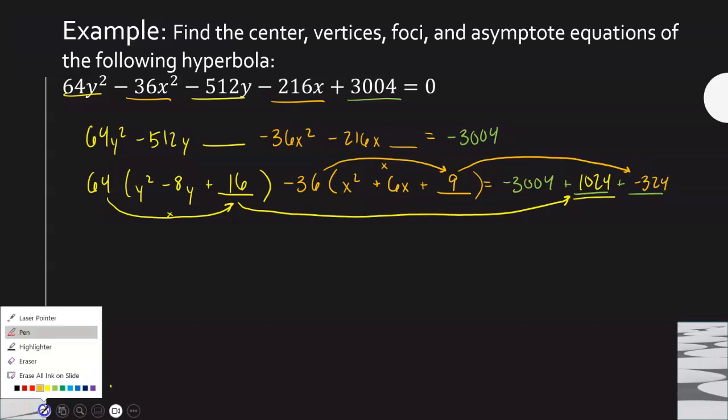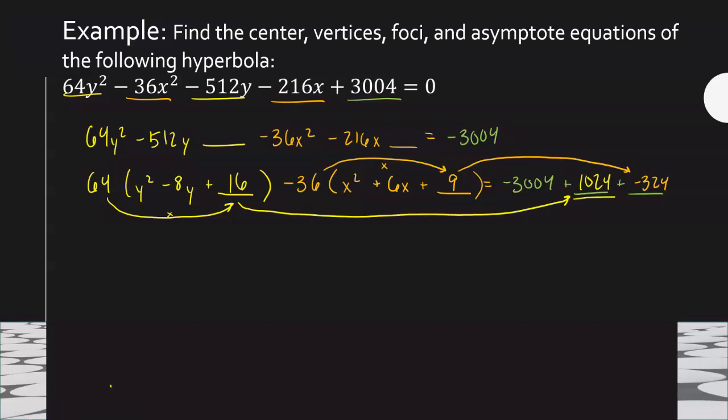All right, so now let's look to see what this will be when you simplify it. That's 64, we're just going to keep that. And then to complete the square, we take half of our b value, so half of negative 8 is negative 4. So it'll be y minus 4 quantity squared, and then minus 36. Half of 6 is 3, so it'll be x plus 3 quantity squared equals, and when you simplify that right side, negative 3004 plus 1024 minus 324 gives you negative 2304.